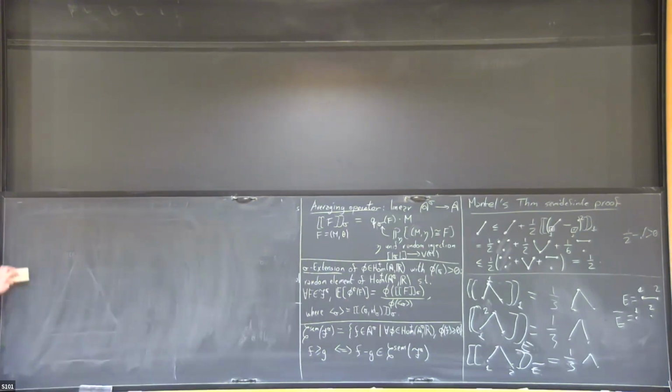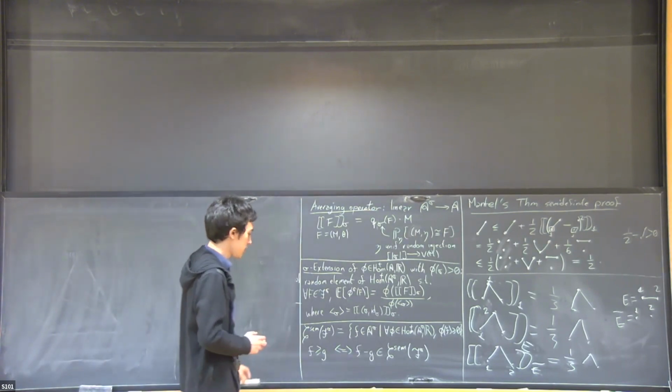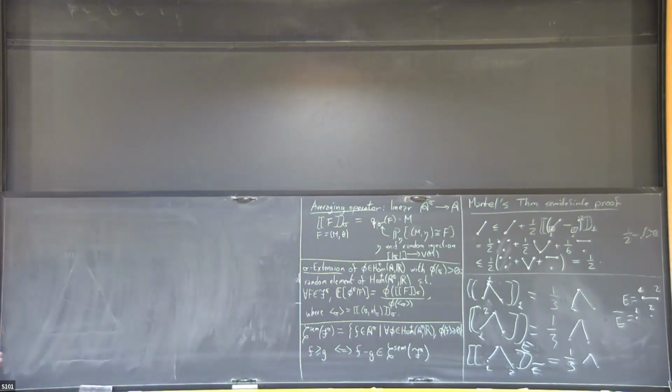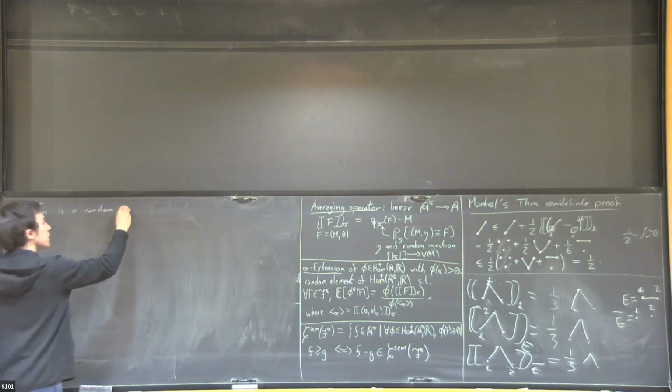Okay, so to prove these things, we're going to prove a small lemma, and perhaps this is a good refresher of some of the concepts. Here's the lemma. Let's suppose that Fn is a random sigma flag.